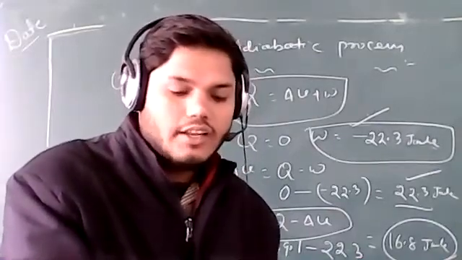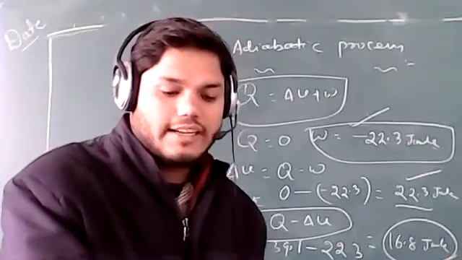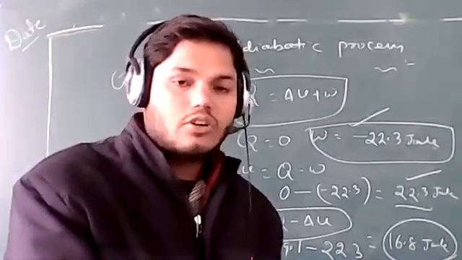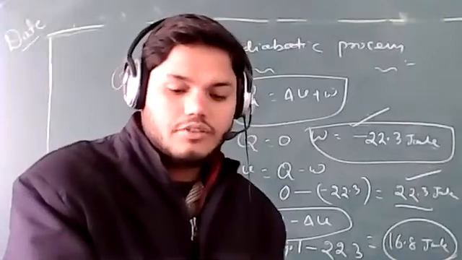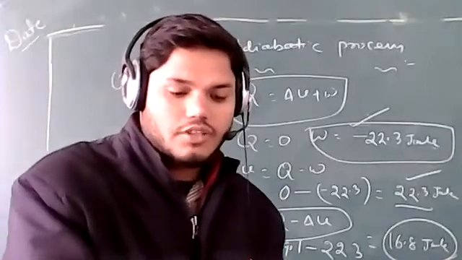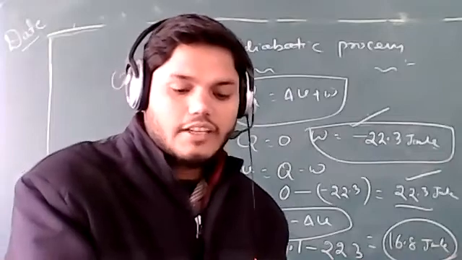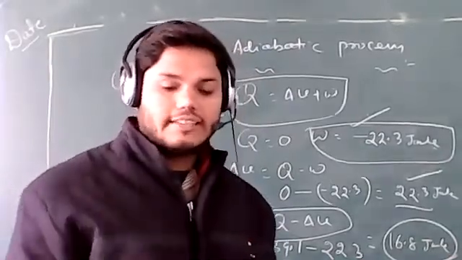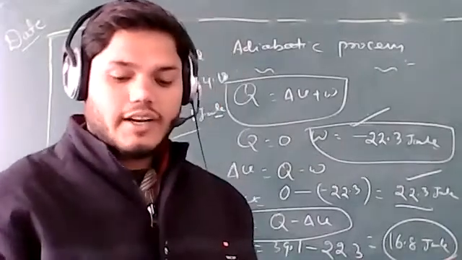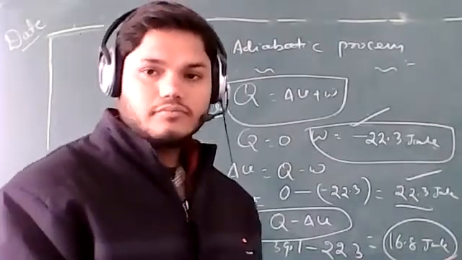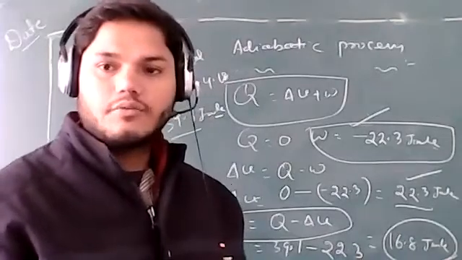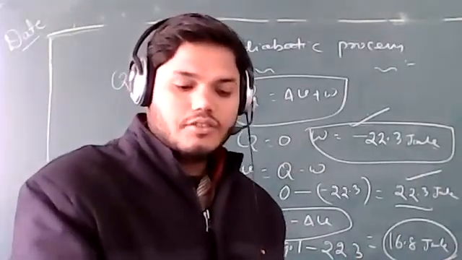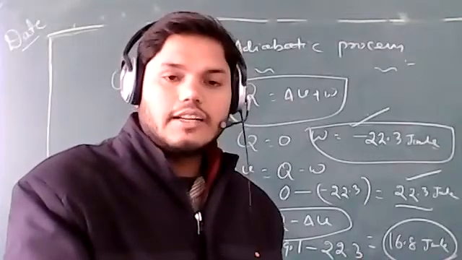This is an NCERT question. 75 joule per second. Work done is given, as well as the heat supply. Q is equal to 100 watt, it is also given. The question is asking, at what rate will the internal energy increase? That means you have to find out delta U. It carries 2 marks, but you have to find out delta U here.